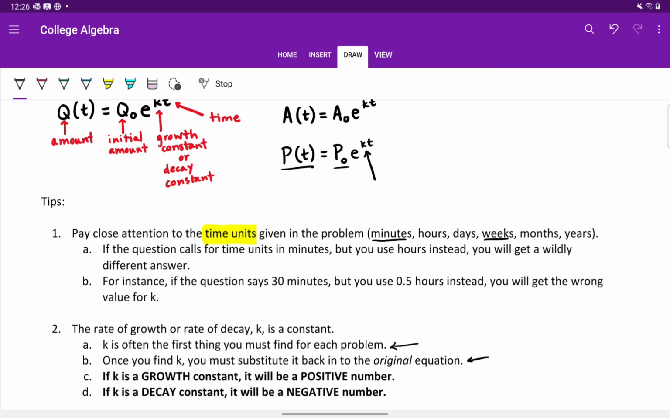The last thing I want to point out about K is that it can represent either growth or decay. When it represents growth, our constant will be positive. When it represents decay, our constant will be negative. So you can use that to kind of check yourself.